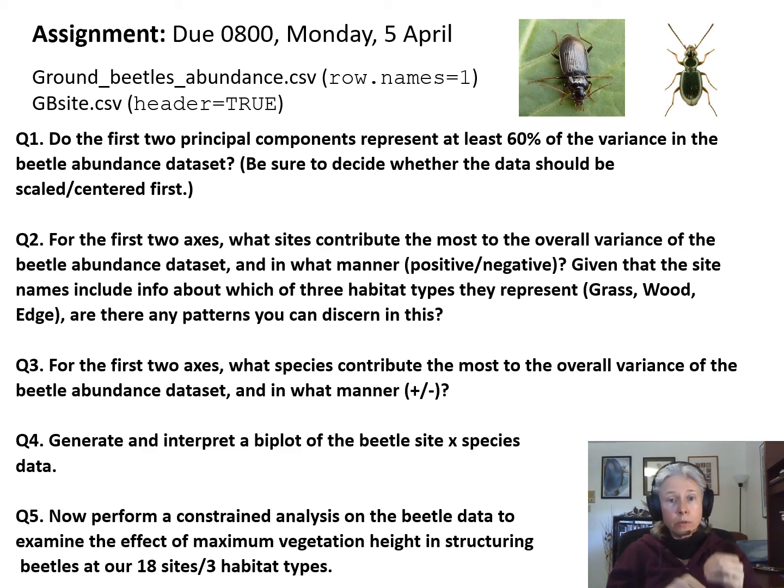And then you're going to do a constrained ordination on this in terms of looking at how vegetation height possibly structures the abundance of beetles at our 18 sites and 3 habitat types that are represented in these two data sets.